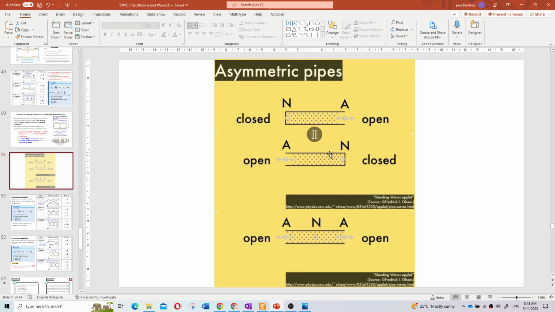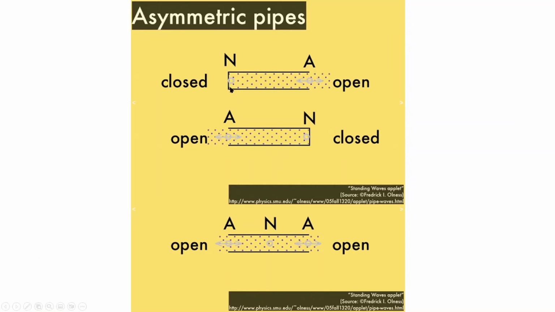I actually have an animation here. See that? These two are the closed pipe, and this is the open pipe. In the closed pipe, do the air particles vibrate at all at this part? No. So it becomes a node. The closed end becomes a node, and the open end becomes an antinode because it vibrates at the highest amplitude.